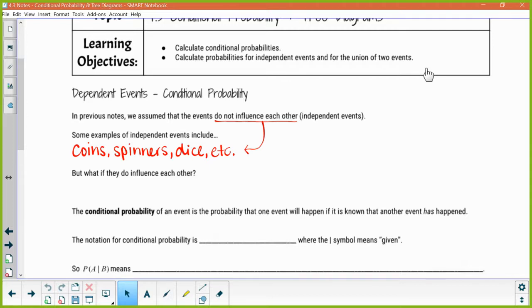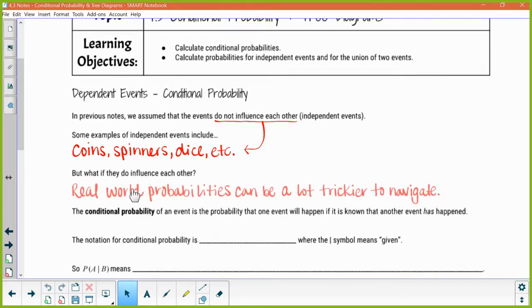But what happens if they do influence each other? Then we are going into more real world probabilities, and they can be a lot trickier to navigate. We like to call these conditional probabilities because it is the probability that one event will happen if it is known another event has happened. So something occurring to begin with influences the probability coming up.